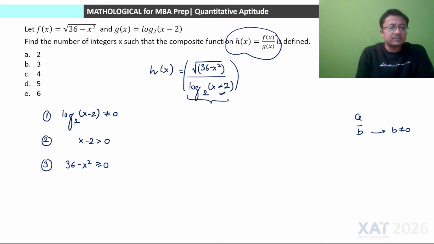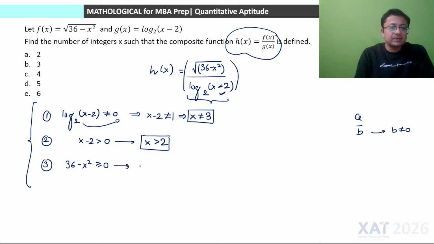All three conditions must be satisfied. So if log of x minus 2 on the base 2 is not equal to 0, when will it be equal to 0? When we are taking log of 1. So log of 1 is equal to 0, that is, 2 to the power 0 is equal to 1, so x minus 2 should not be equal to 1, and hence x should not be equal to 3. This is your first condition. Secondly, x should be greater than 2.